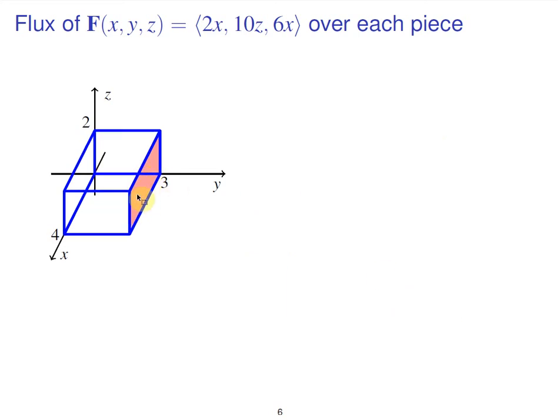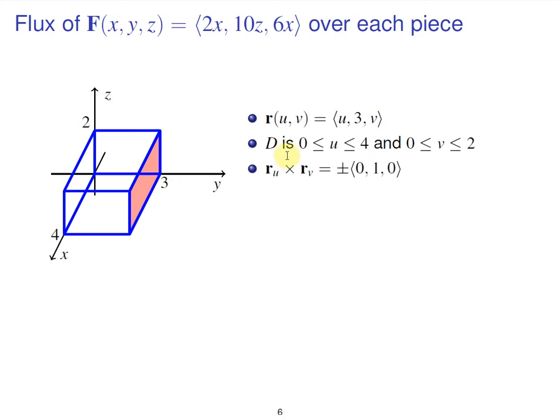The integral for the flux across the surface on the right, parameterized by u for the x-coordinate, v for the z-coordinate, and the y-coordinate is held constant at 3. A lot of the same stuff here, parameter domain. If we want the normal vector out this way, starting here and then moving towards the right, at least from this point of view, that's going to be a positive y coordinate. So we need 0, 1, 0, not 0, negative 1, 0.